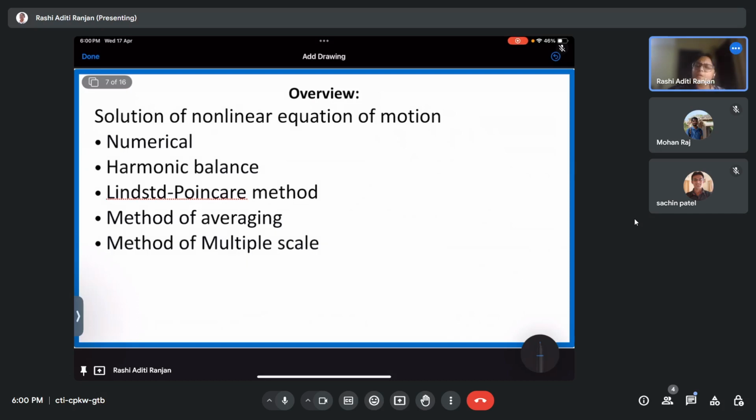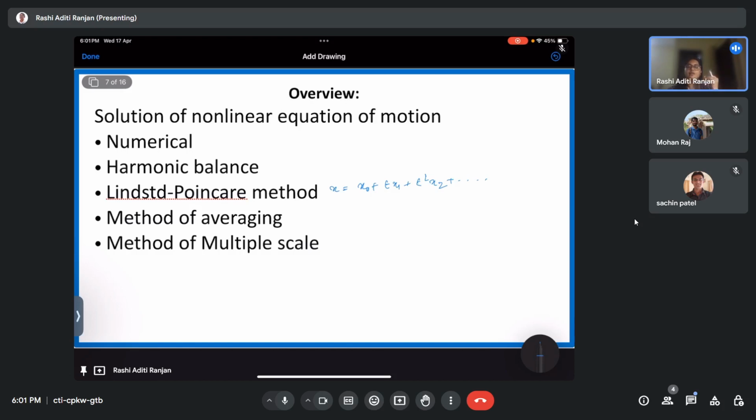In case of Lindstedt-Poincaré method also, I do the same thing. I assume my solution in what form? If you remember, in case of Lindstedt-Poincaré method, I assume my solution x as x0 plus epsilon x1 plus epsilon squared x2, something of this form, right? And after I assume this solution, what do I do? I put it in the equation of motion and then I try to separate the powers of epsilon.